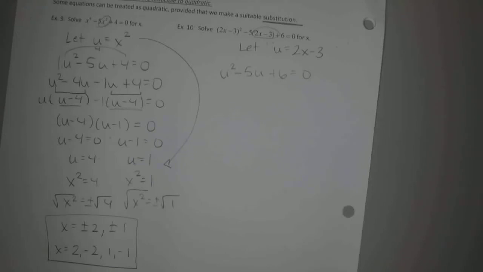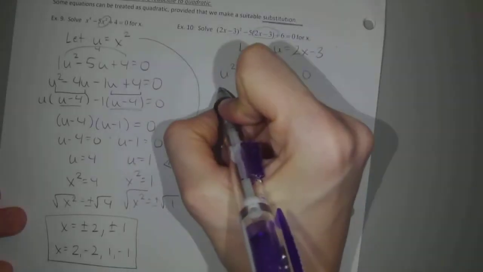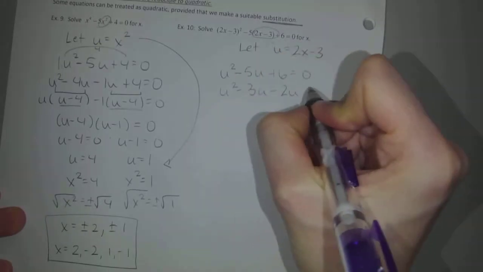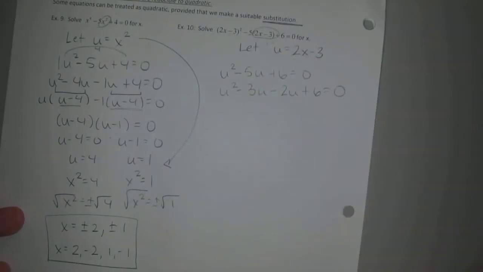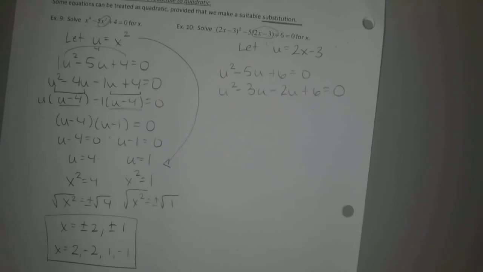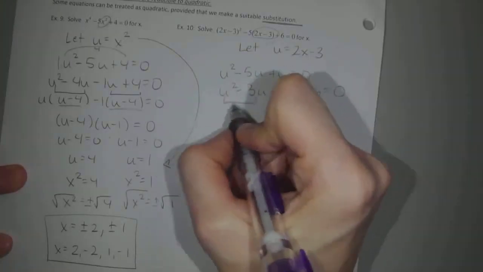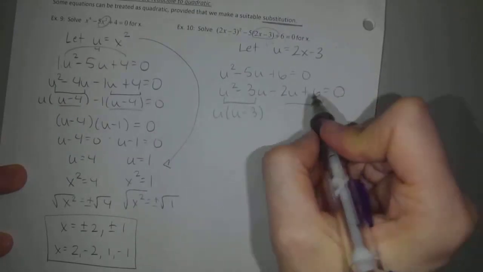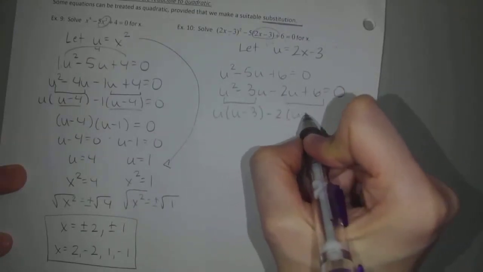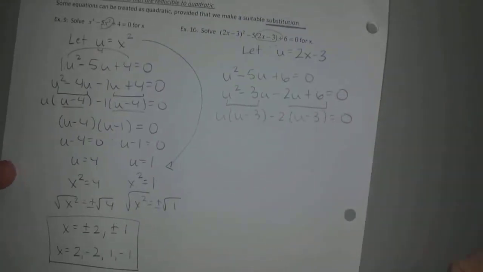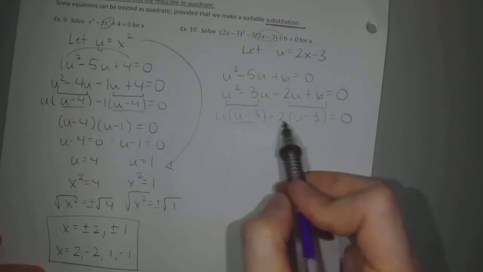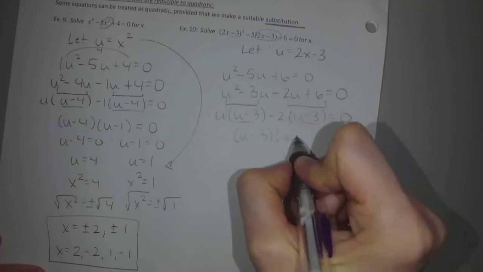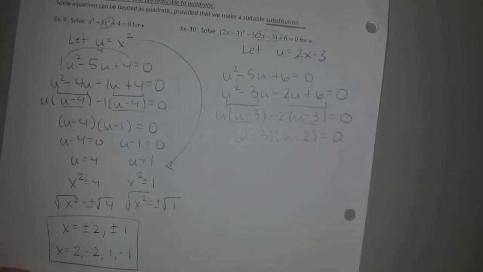Negative 3, negative 2, right? So we can rewrite this as u squared minus 3u minus 2u plus 6 equals 0. And then we can factor the u out of the first term to leave us with u minus 3. We can factor the negative 2 out of the second term to leave us with u minus 3. And again, the binomial that they have in common is that u minus 3. And it leaves us with a u minus 2. Is that okay so far?